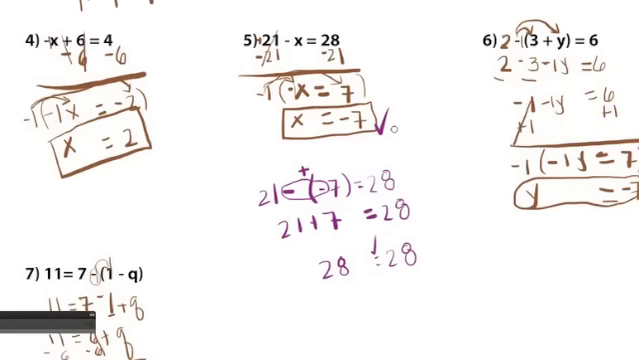Okay, so it should always work out that way, and that's a way you can double check to make sure you're on the right track. And there we go, equations by adding and subtracting.